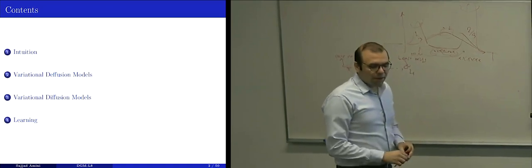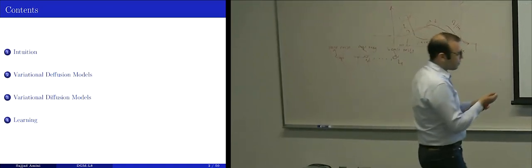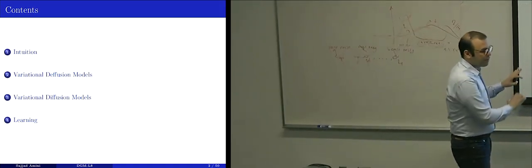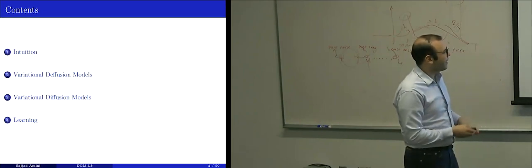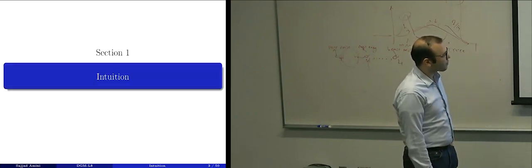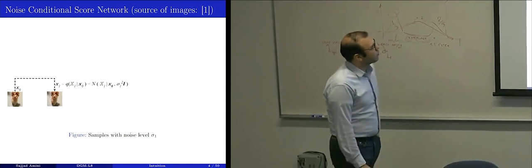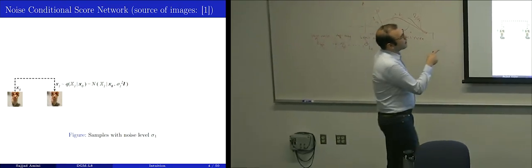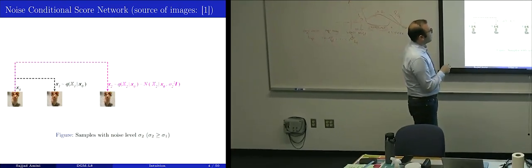So, but the intuition is completely different. We start with intuition here. We start with variational learning. So, what is the intuition? We know that in noise conditional score network, we have something like this.